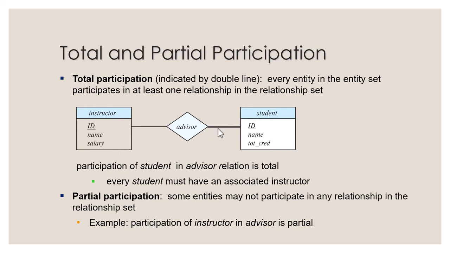Okay, so this is a total participation, indicated using a double line. This is a partial participation, which in most cases it is partial. It's going to be just a single line, meaning it's optional. Instructor can be advising a student, but they don't have to.